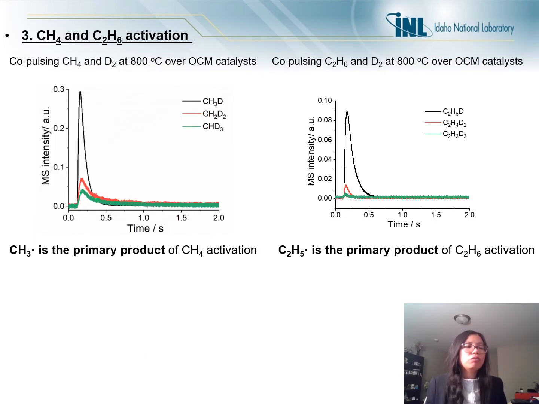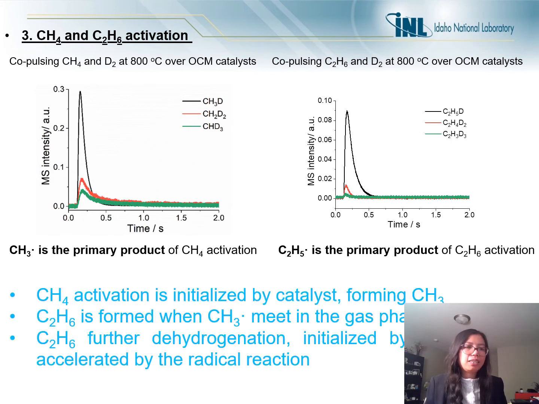Then, by co-feeding CH4 and deuterium, or C2H6 and deuterium, we are able to investigate the activation products of methane and ethane. As you can see in the picture on the left, CH3D is the major product of CH4 activation, and C2H5D is the major product of C2H6 activation. Therefore, we can conclude that CH4 activation is initiated by the catalyst, forming CH3.